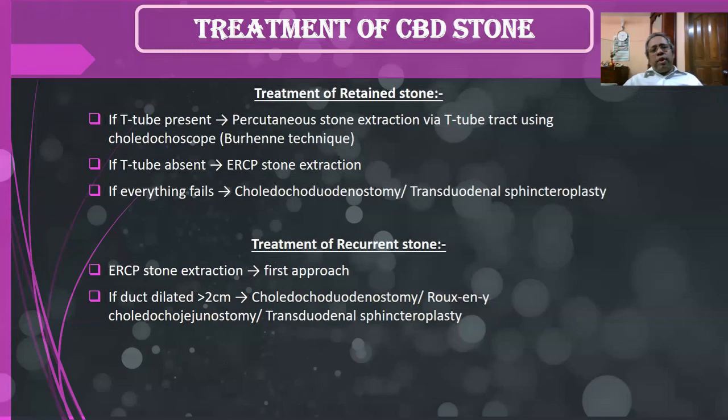Or if the T-tube is absent, in that case you go for ERCP extraction, or if everything fails, with no ERCP facilities and no choledochoscope facilities, you can go for choledochotomy or transduodenal sphincteroplasty. In case of a recurrent stone, ERCP stone extraction is the first line of choice. If the duct is dilated more than 2 cm or the stone is larger in size, in that case you go for choledochotomy, Roux-en-Y choledochojejunostomy or transduodenal sphincteroplasty.